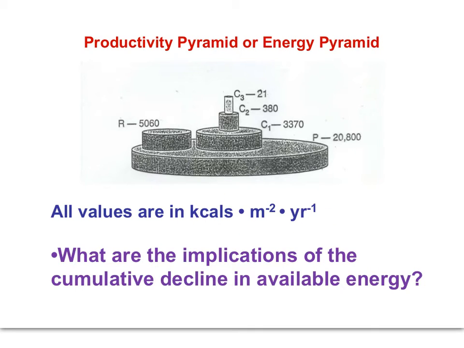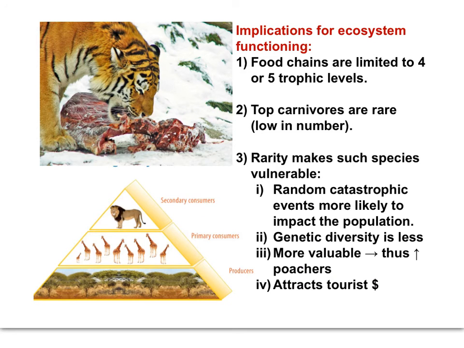The implications of the progressive decline in available energy are, first, that there's a limit to the number of trophic levels that a system can maintain, 4 or 5 levels maximum. Secondly, top consumers will be more rare due to the less available energy. The rarity of top carnivores makes them vulnerable to changes in the environment. The implications of the second law of thermodynamics for food chains is a progressive decline in available energy through the food chain. Thus, food chains are limited to 4 or 5 trophic levels. Top carnivores are rare, and rarity makes such species vulnerable.